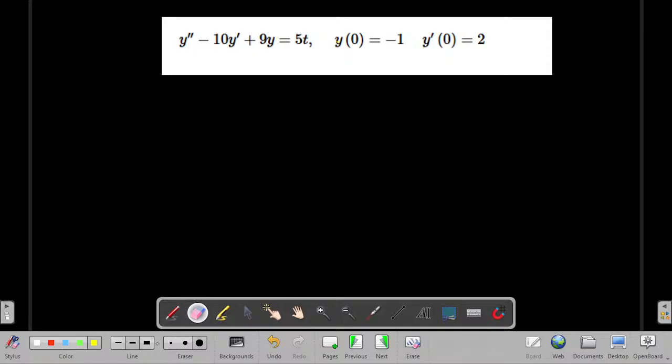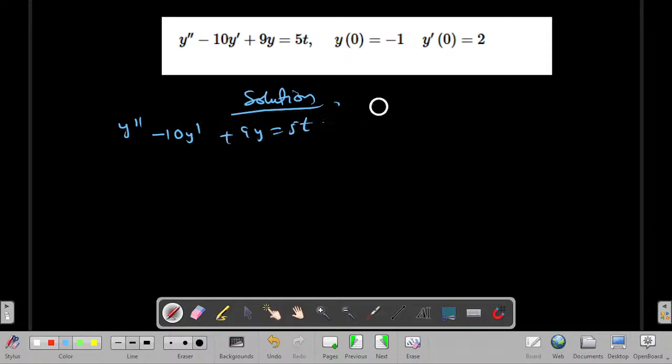So the first step in simplifying this using Laplace: I write my differential equation y double prime minus 10y prime plus 9y is equal to 5t. My initial conditions are y of 0 is equal to negative, y prime of 0 is equal to 2. What you are supposed to do is take Laplace of each and every component. That's the first thing to do.